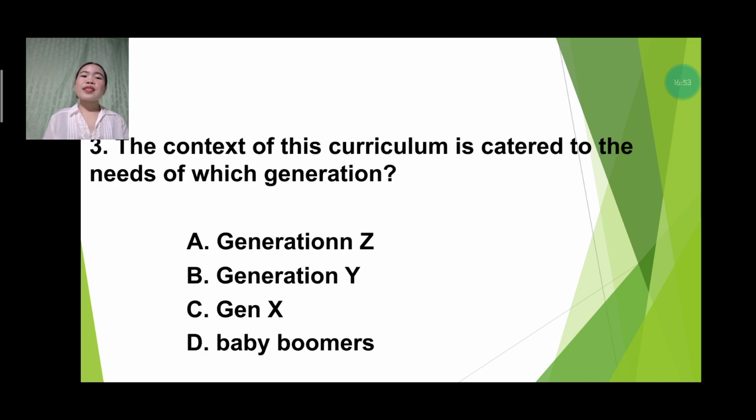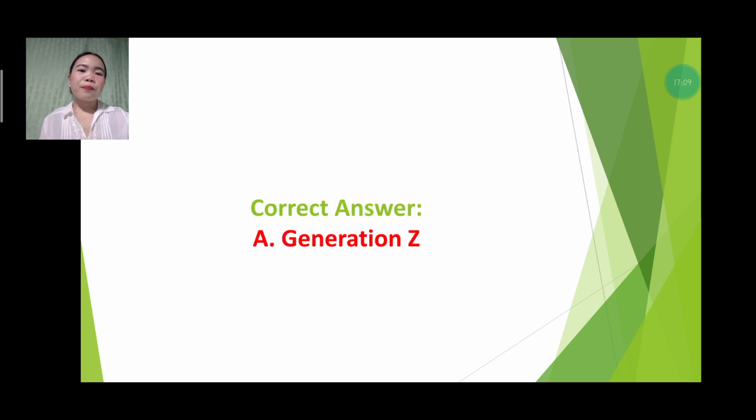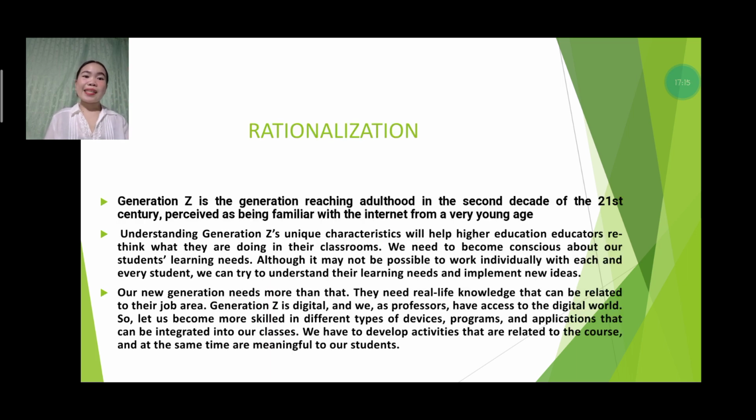Next, the context of this item is catered to the needs of which generation? Letter A, Generation Z. Letter B, Generation Y. Letter C, Gen X. And letter D, Baby Boomers. The correct answer is letter A, Generation Z. For the rationalization, Generation Z is the generation reaching adulthood in the second decade of the 21st century, perceived as being familiar with the internet from a very young age.